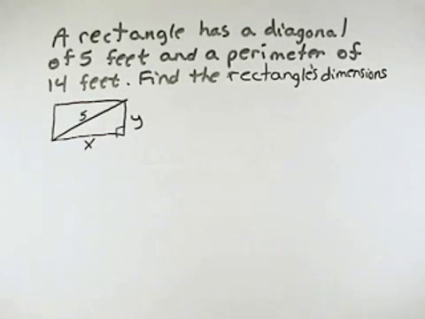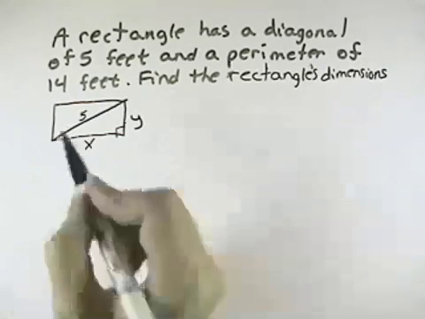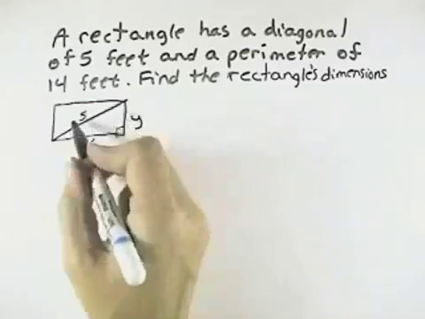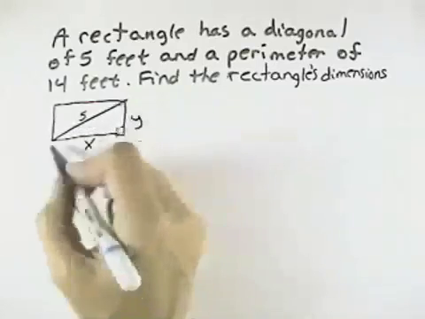A rectangle has a diagonal of 5 feet and a perimeter of 14 feet. Find the rectangle's dimensions. Well, I drew a rectangle. I called the sides x and y for length and width, and I put the diagonal in of 5. I can see this forms a right triangle.